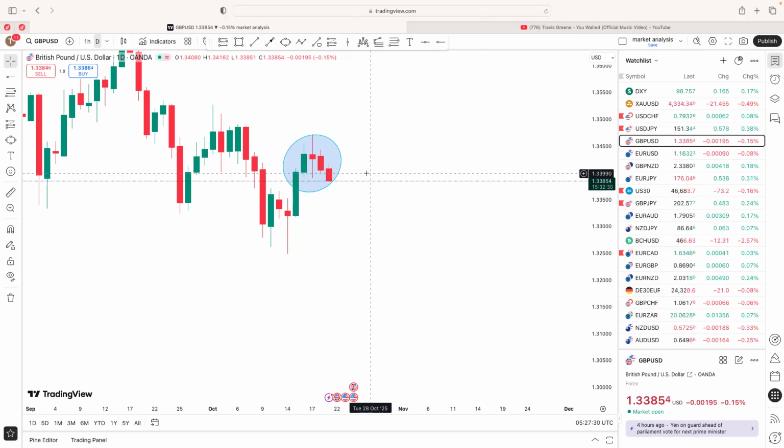What candlestick formation is this? 1, 2, 3.